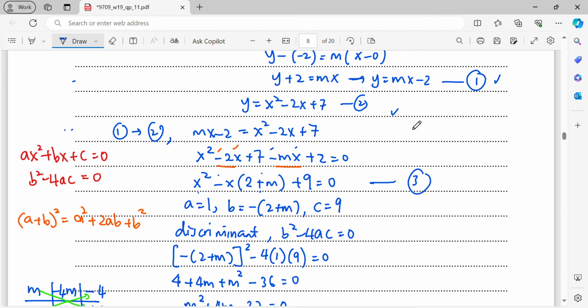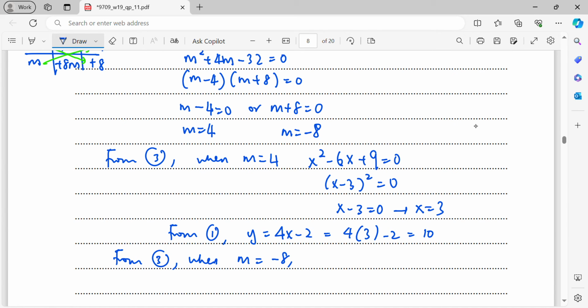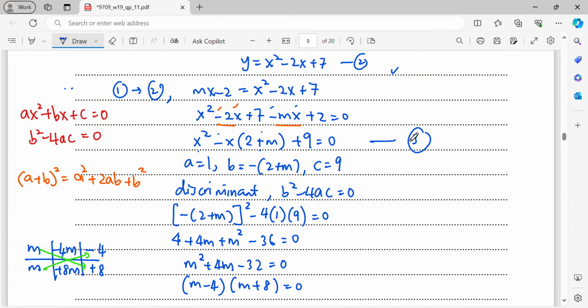That will be easier. So from the first, my y is basically 4x minus 2. Then therefore, it will be 4 times 3 minus 2. That is 10. I get the first point. Alright, so now again, I will write here from the third equation when m equals minus 8. So I will just repeat this working.